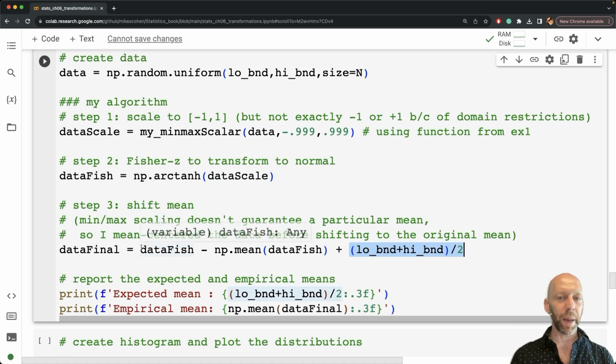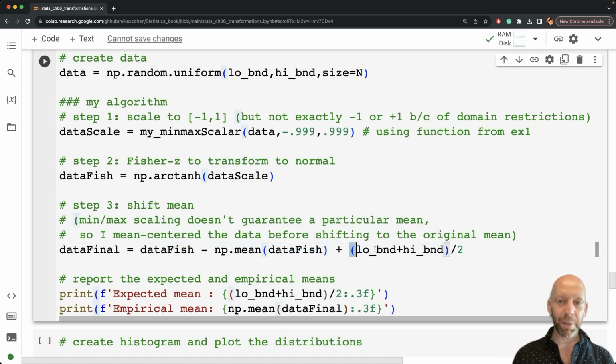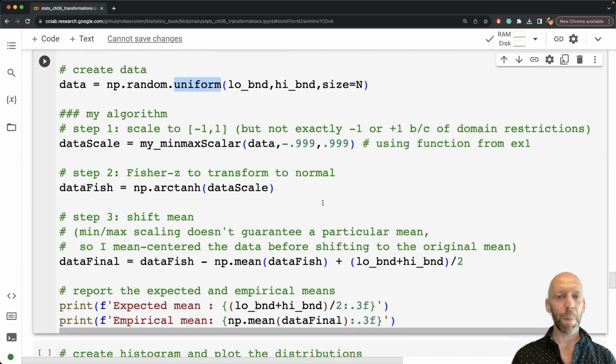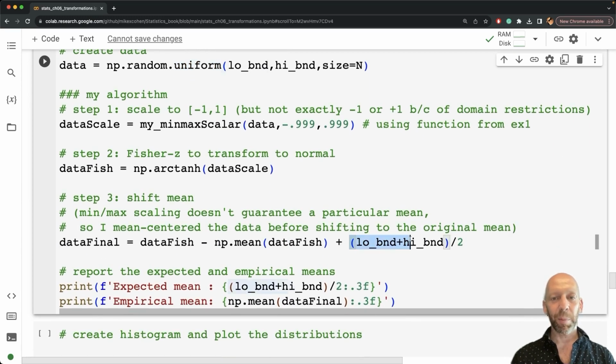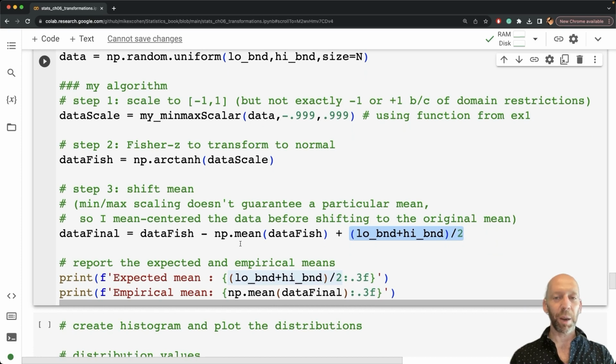And I do this here by first shifting the data so it's guaranteed to be mean-centered, and then shifting it back up to the average that we want, which is the average of the lower and upper bounds, which is the expected average of this uniform distribution. Now you could also say plus the mean of data, that would give you the empirical mean of this sample data set. Okay, so I hope that makes sense.